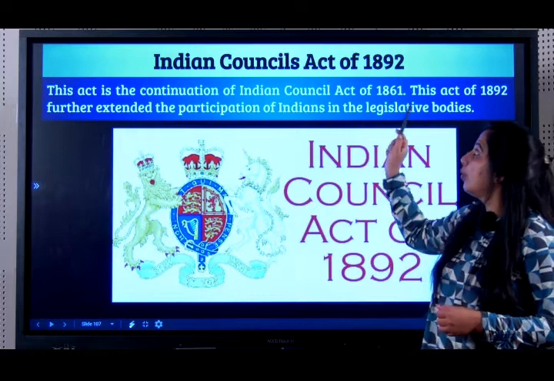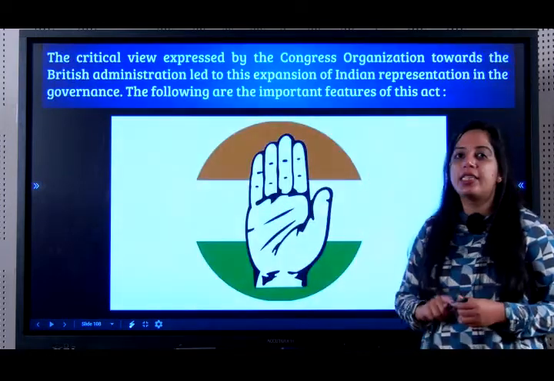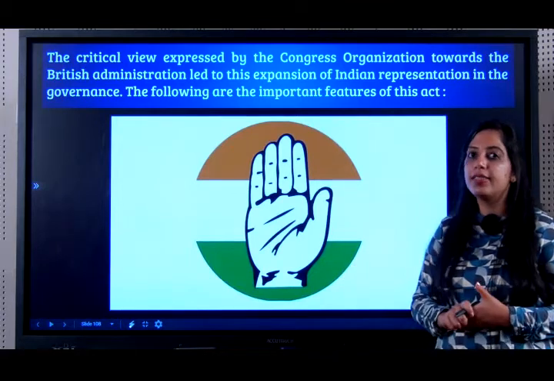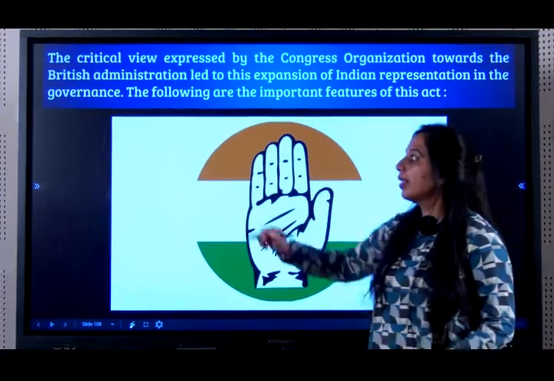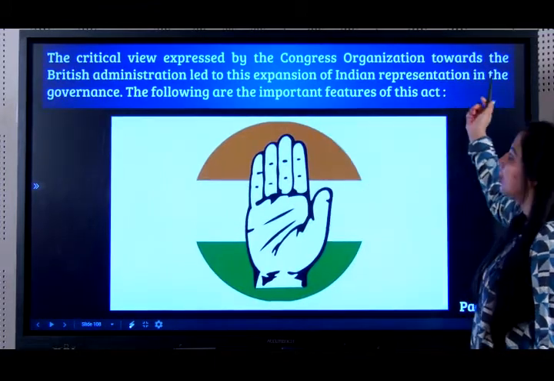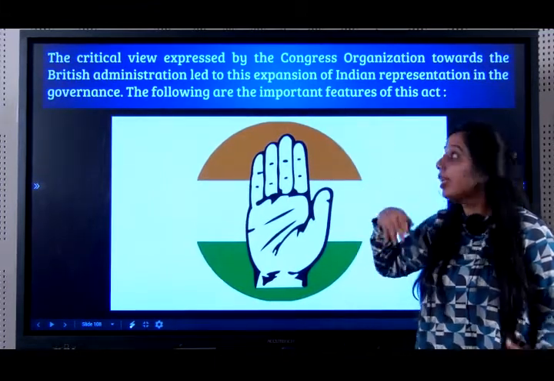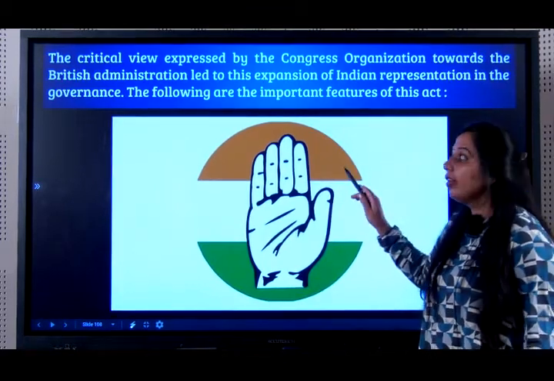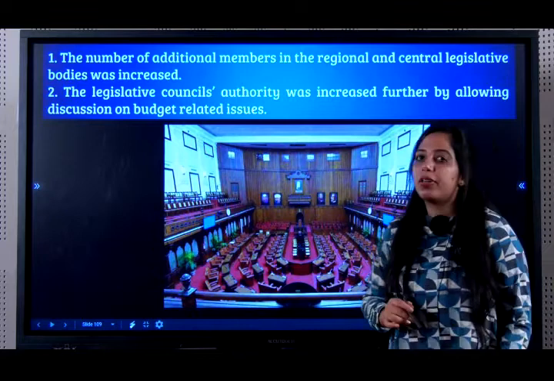As a result of those petitions, the Act of 1892 was passed that gave more representation for Indians in the legislative bodies. So, the critical views expressed by the Congress organization towards the British administration led to the expansion of Indian representatives for governance. Let's look at the important features.